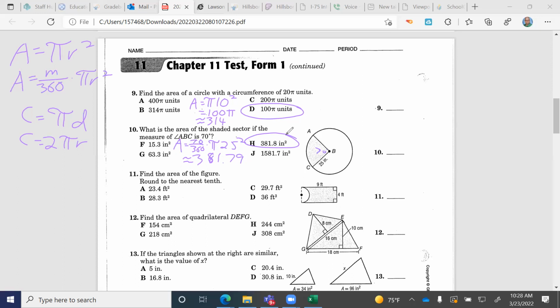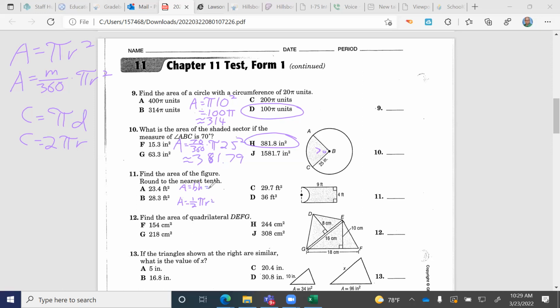And then the last one we're going to do right now, number 11. So we have a composite figure. A composite figure is just a figure that's made up of more than one shape. So in this one, we have a rectangle, and then we have a semicircle cut out. So again, you can either have two shapes that you have to add together, or two shapes where you have to subtract one from the other. On this one, we're taking the area of the rectangle, which we're going to find by doing base times height. And then we're going to have to subtract off the area of that semicircle, which would be 1/2 pi r squared.